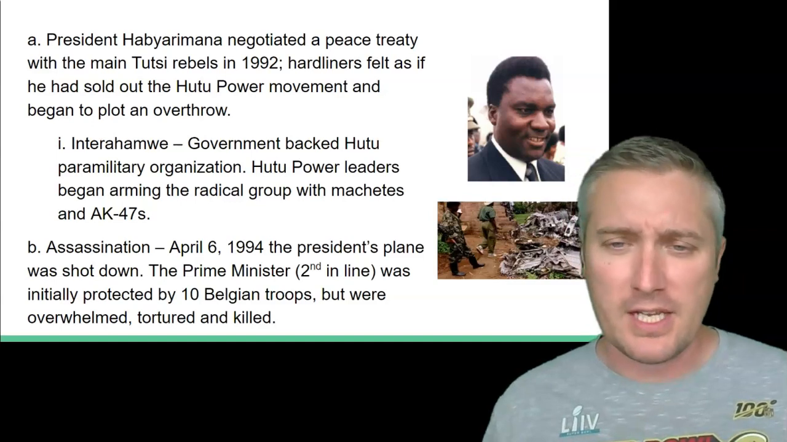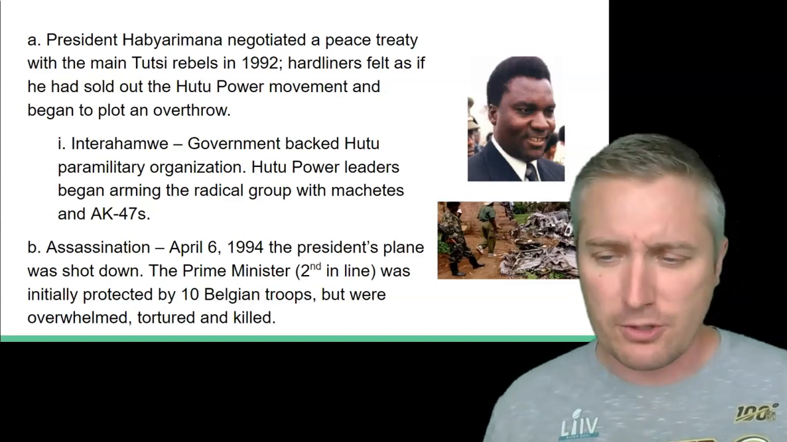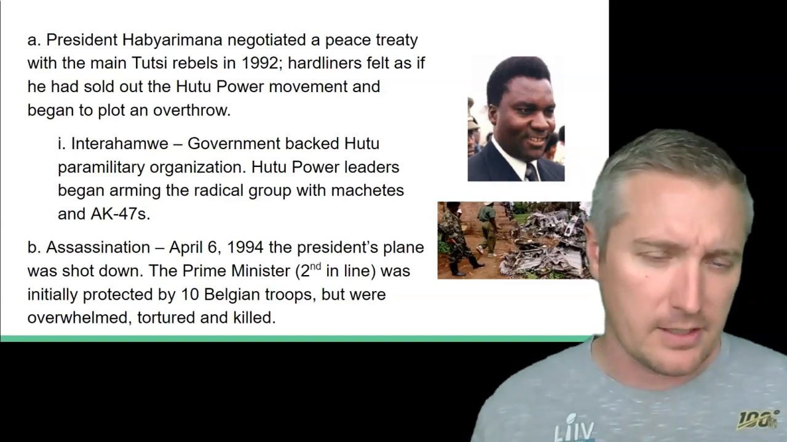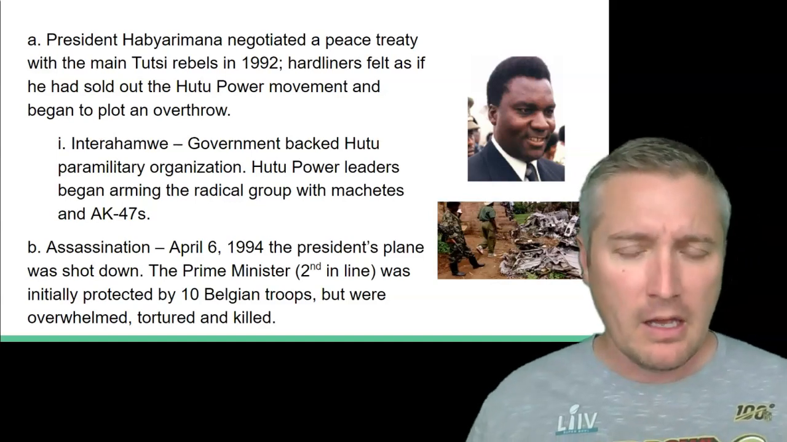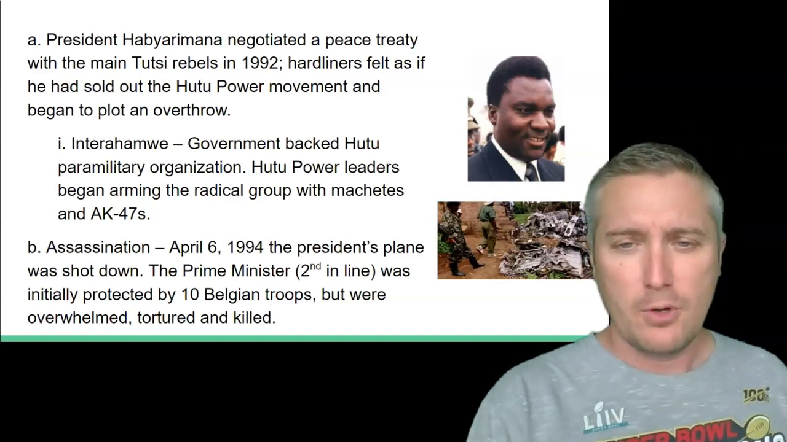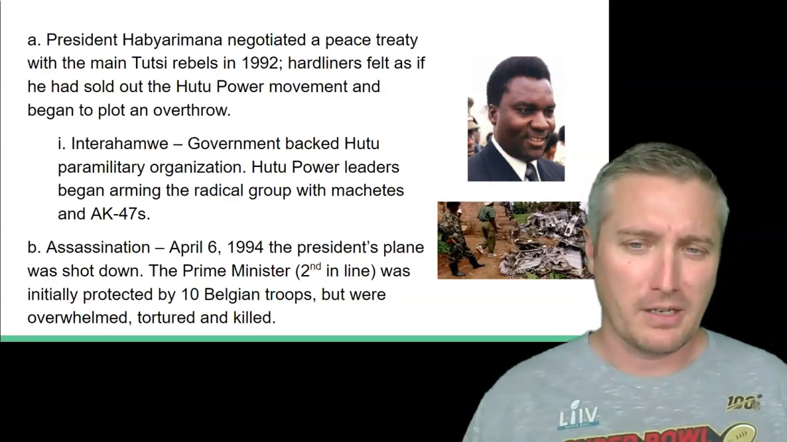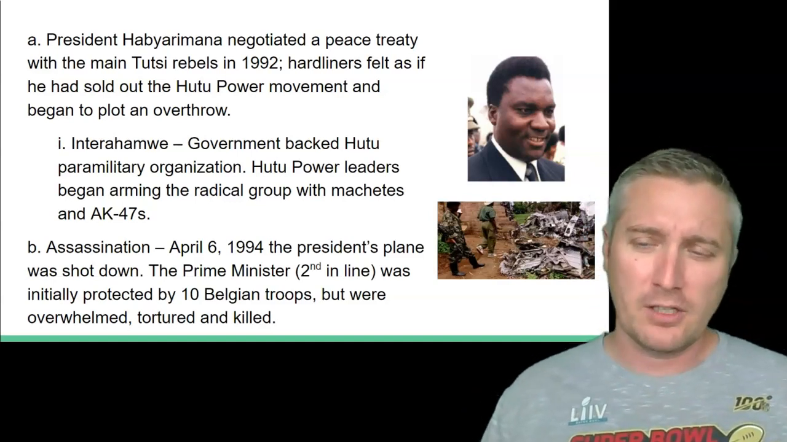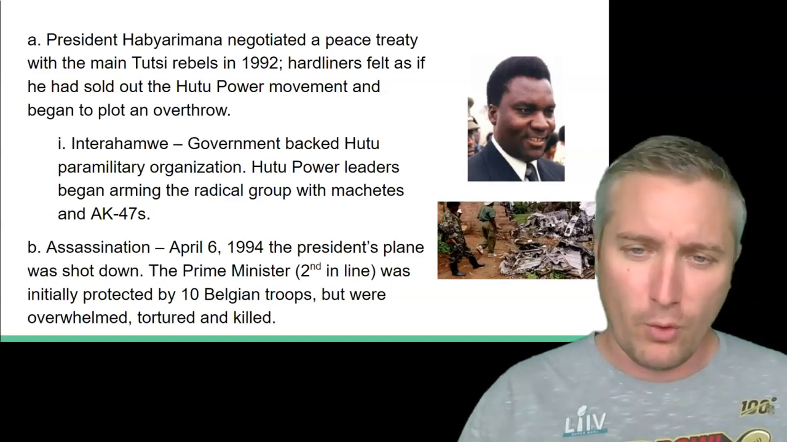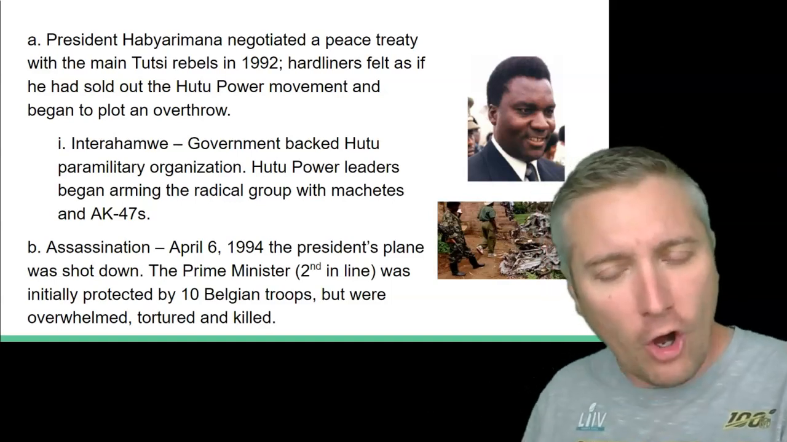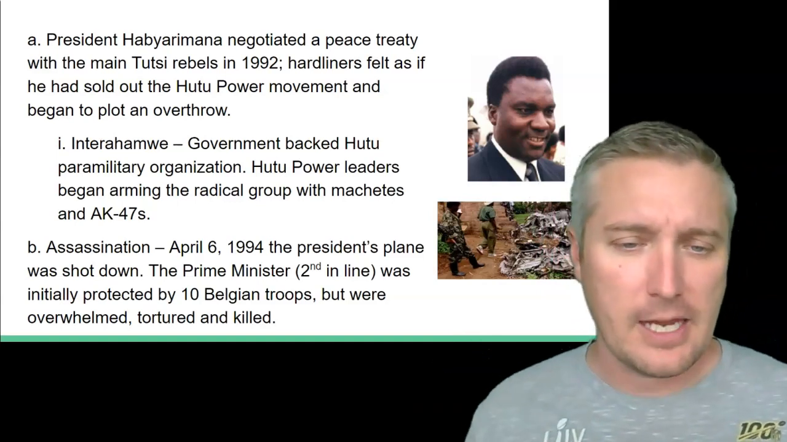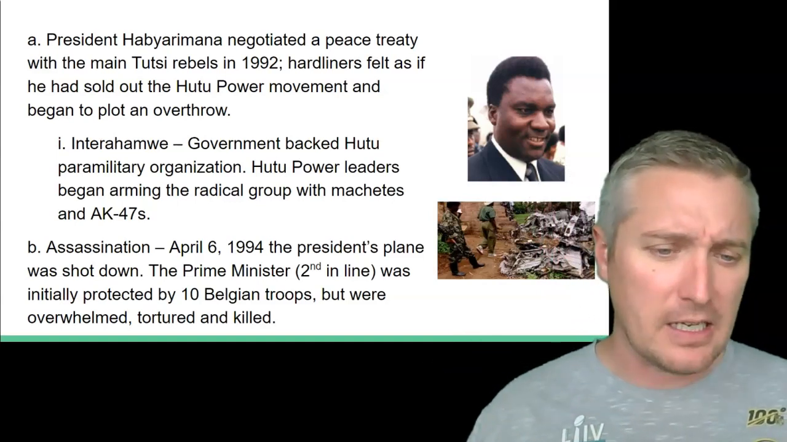But basically, we see the Tutsis that are still in Rwanda get targeted, and the Interahamwe was the government-backed Hutu paramilitary organization. I know that's a lot of big words there.